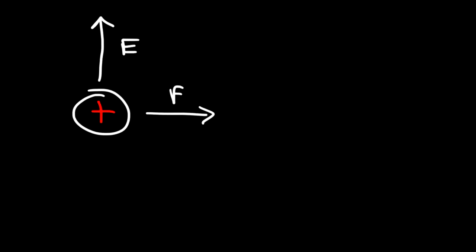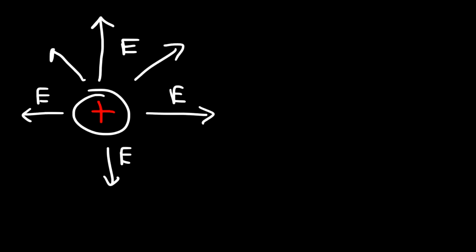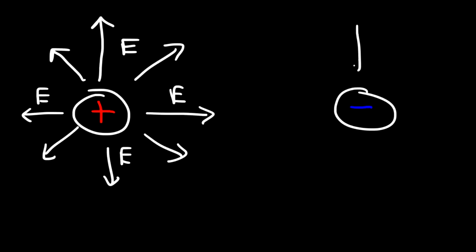Now, it's important to understand that every charge can create its own electric field. The electric field created by a positive charge emanates in all directions away from the positive charge. Now, the electric field created by a negative charge always points towards the negative charge.